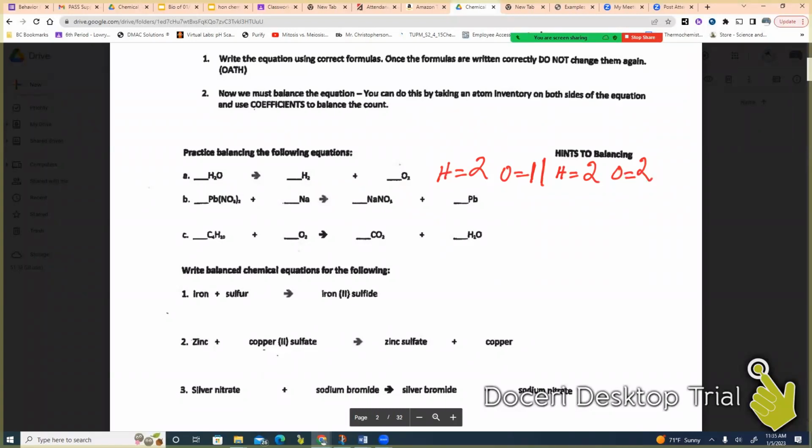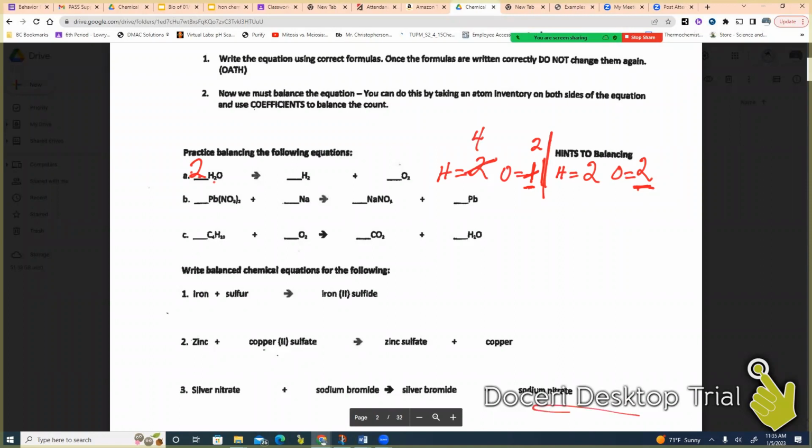So that is not balanced. If that was balanced, they would be the same on both sides. Hydrogen looks good, but my oxygen, I have 2 here, only 1 here. So that means what do I need to come and put in front of the water? So I will end up having 2 oxygens. I need 2, I have 1. What times 1 equals 2? 2. So I put my 2 here, which is going to change my oxygen. 2 times 2, it also changed my hydrogen.